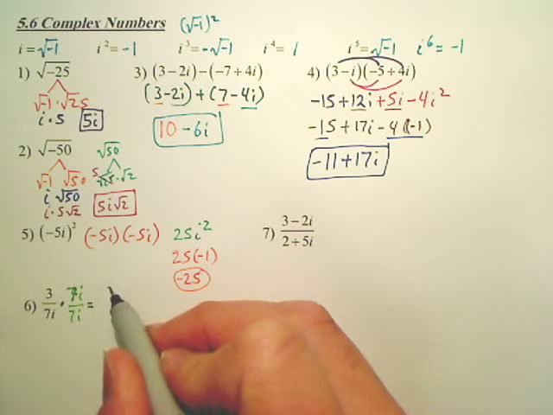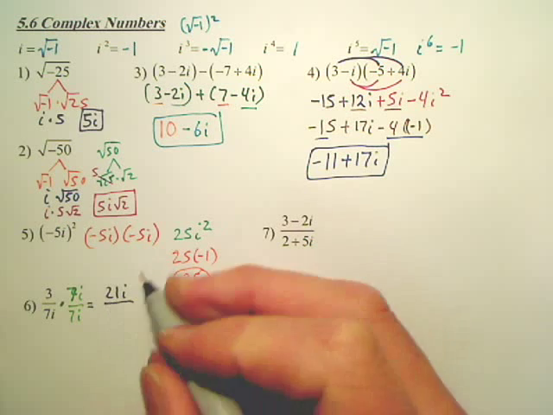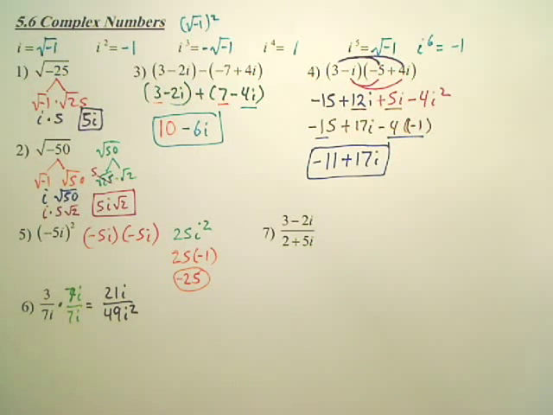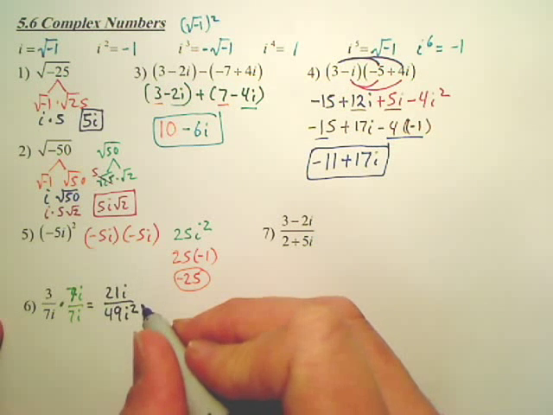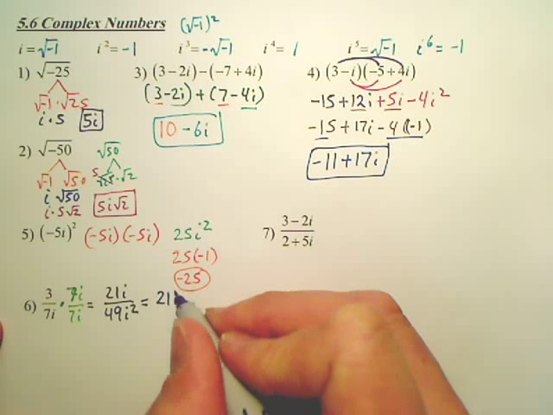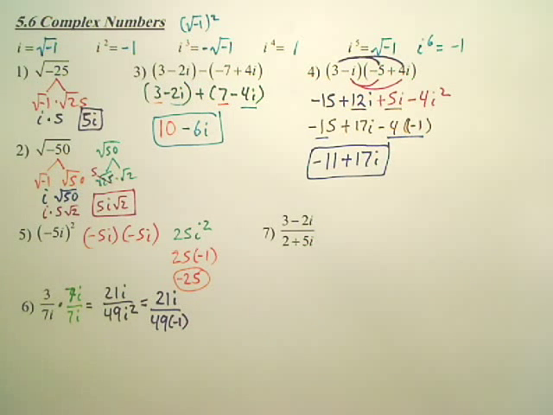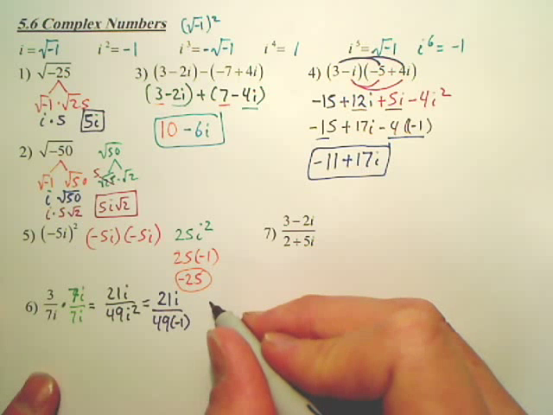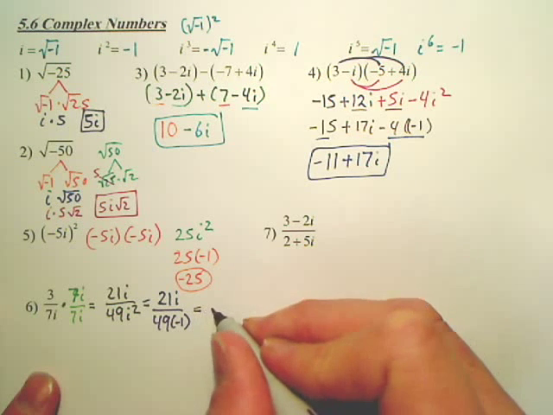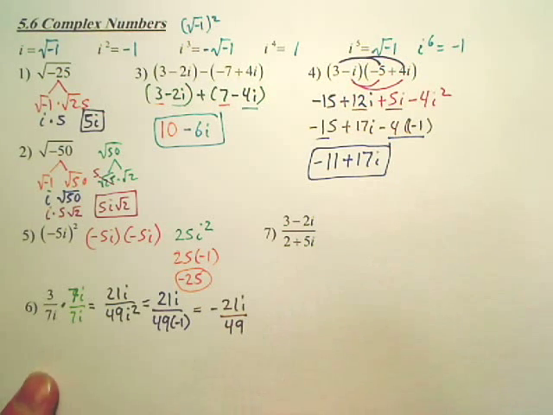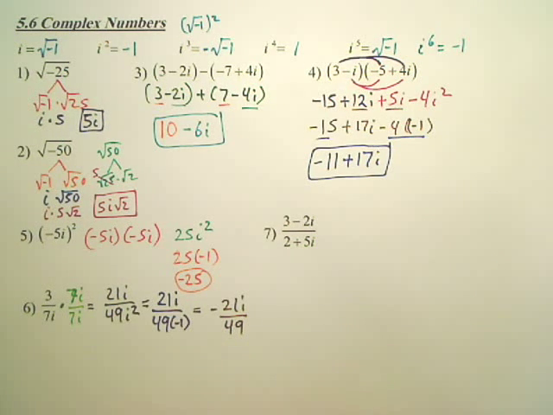Anyways, that becomes 21i on top. And the bottom, doesn't that become 49i squared? What's i squared? Doesn't that become 21i over 49 times -1? So my answer is going to be -21i over 49. Did I move my i from the bottom to the top?